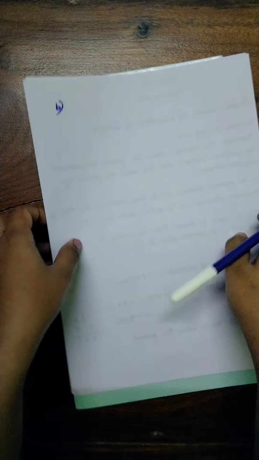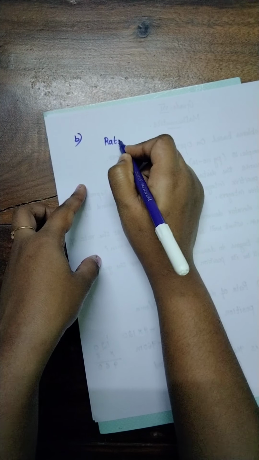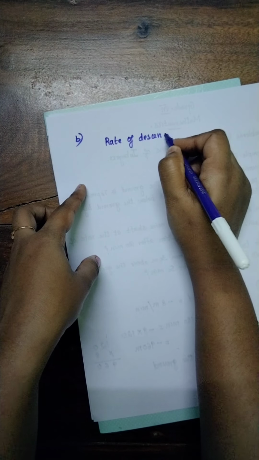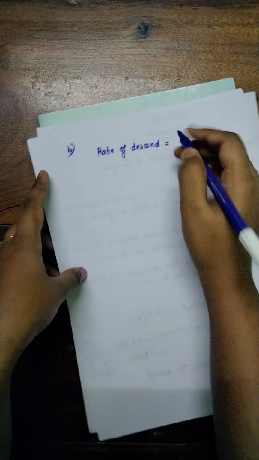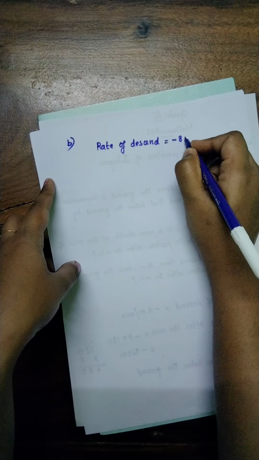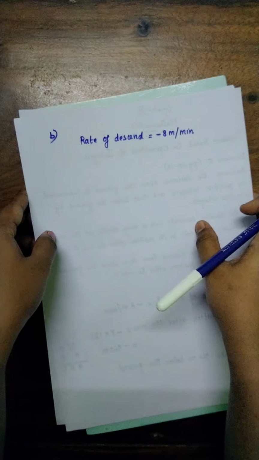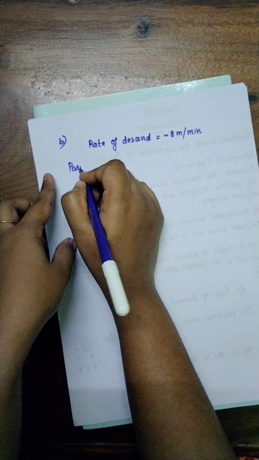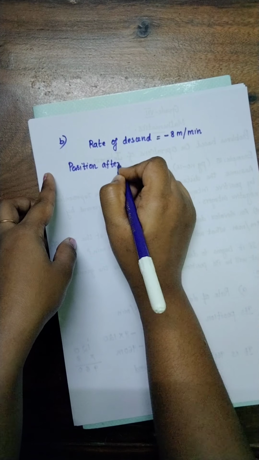Our first step is rate of descent. How many meter is it going down? It is mentioned in the first question, right? It is 8 meter per minute. So it is going down, so minus 8 meter per minute. First we are going to find the position after 50 minutes.